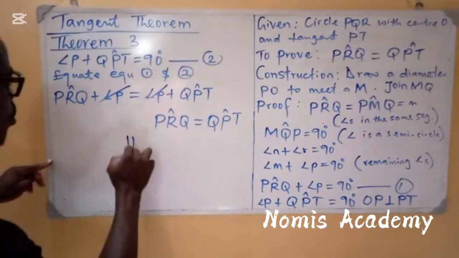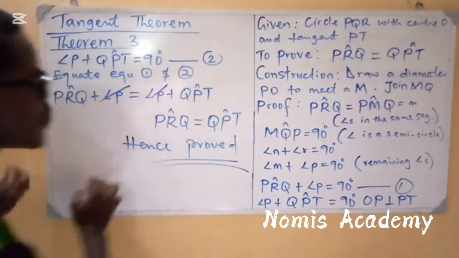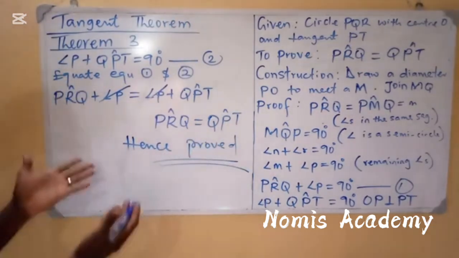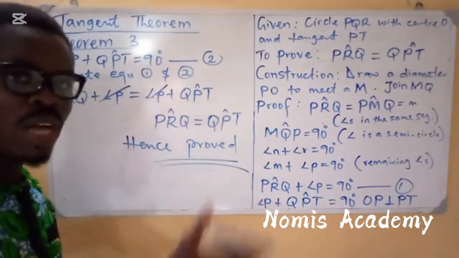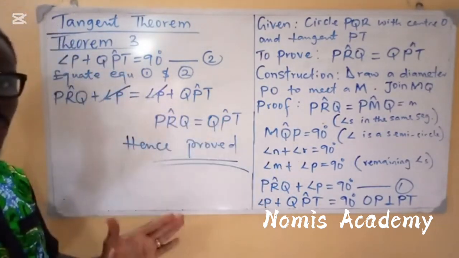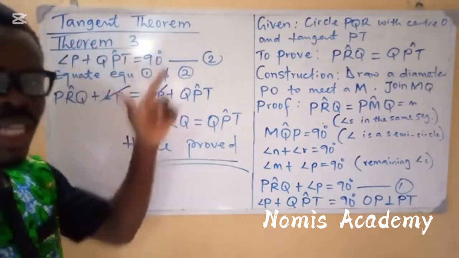So we've come to the end of the proof. So this is it. You can see that according to Theorem 3, the angle between the tangent and the chord of a circle is equal to the angle in the alternate segment.